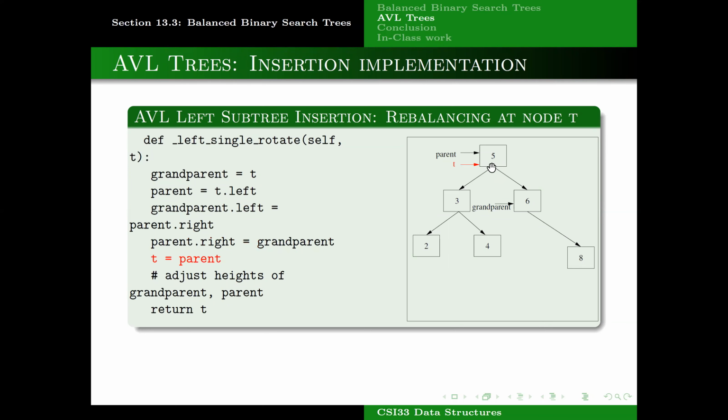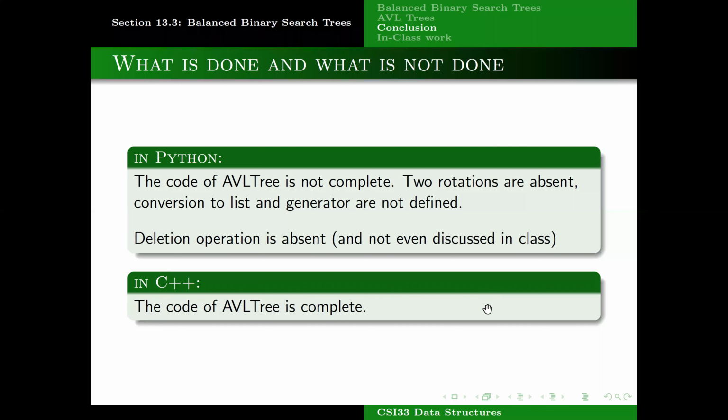So now we say that T is the parent. This is the one we are going to return back. That's how our root will be adjusted. And then, of course, we adjust the heights of grandparent and parent, right? Okay. So this is how these rotations are working, and we'll have an opportunity to play with them, but I just wanted to talk about the code.